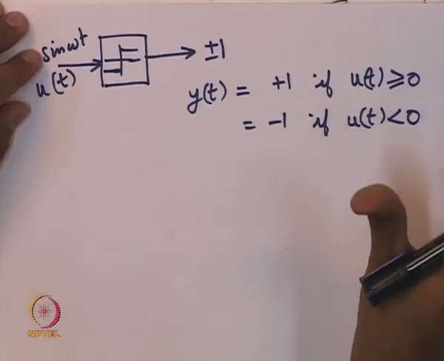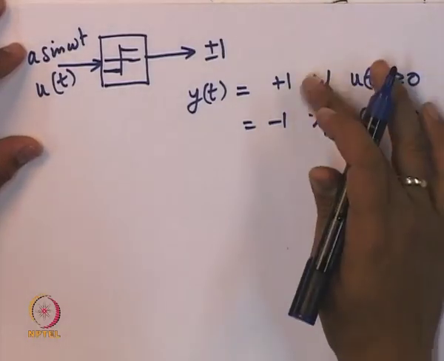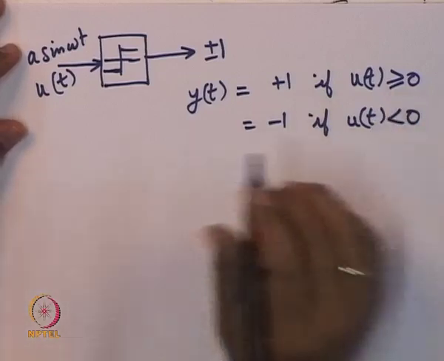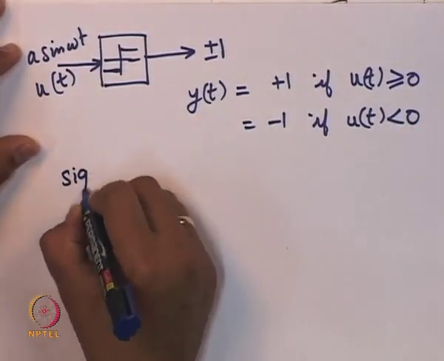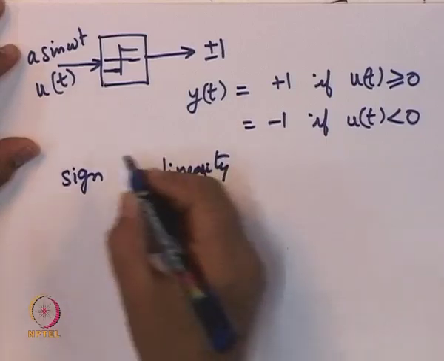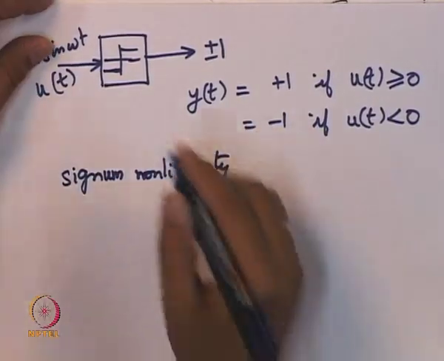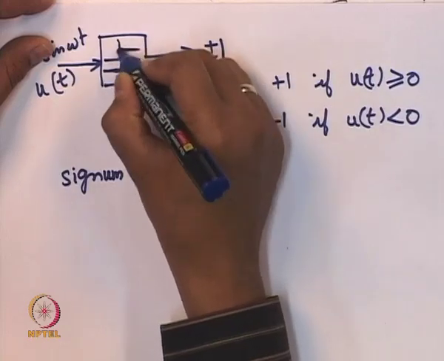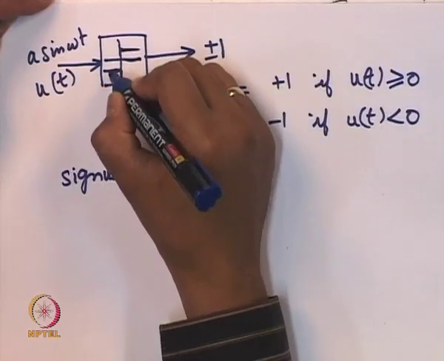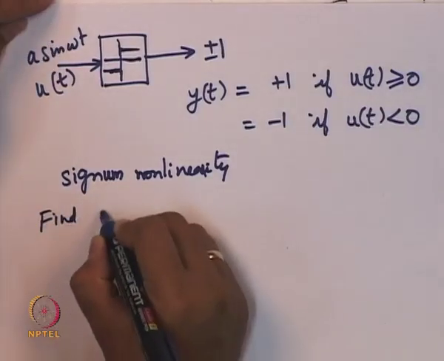It is equal to 0 only at the instants 0, pi by omega, 2 pi by omega, and so on. For a set of measure 0, what value you define y of t to have does not make any difference. So, this we will call the sign nonlinearity. Some people also call it the signum nonlinearity. Its graph looks like this. It gives output plus 1 if the input is positive, and output minus 1 if the input is negative. So, find the Fourier series of the output.